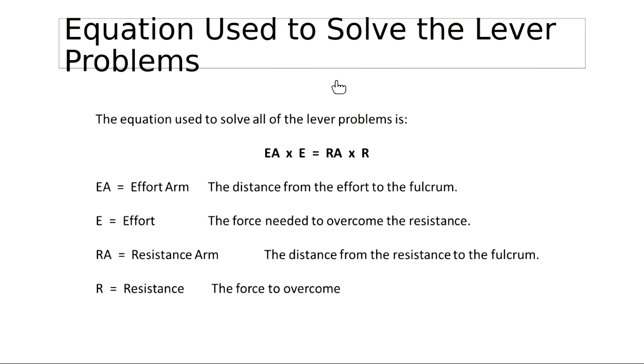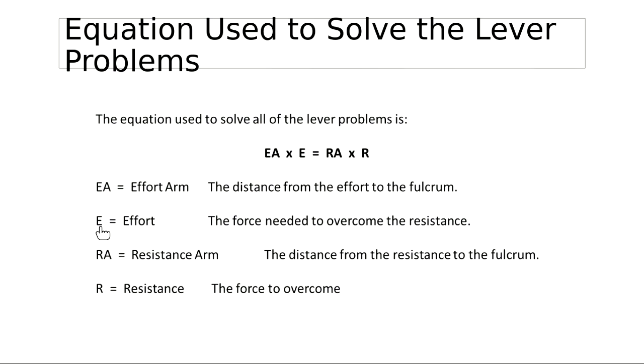Equation used to solve the lever problems. This is the only equation that you need to use to solve these problems that we're going to talk about. And so I have to define the wording here, and we'll see it on a slide in just a minute. We'll see these distances. EA stands for effort arm. Now look at the definition. The distance from the effort, that's where the force is being applied, to the fulcrum, to the joint. So it's the distance between the joint, the pivoting point, and where the muscle's applying the effort.